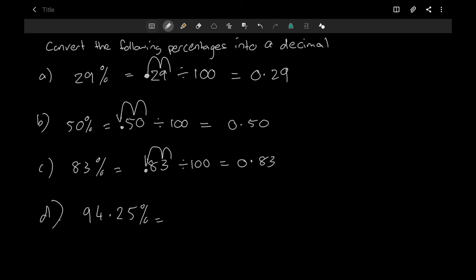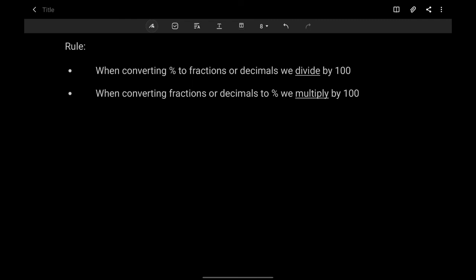Now, in our very last example, there are 4 digits, so that doesn't really affect anything. It just looks complicated, but it isn't. So we rewrite it, 94.25 divided by 100. And as we know, we shift the decimal point over to the left 2 times. So the answer becomes 0.9425. So there you have it, a quick and easy way to convert fractions and decimals into percentages, or converting percentages into fractions and decimals. All you have to do is follow these 2 rules and you'll never go wrong.